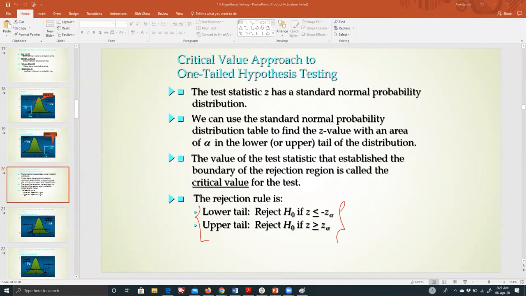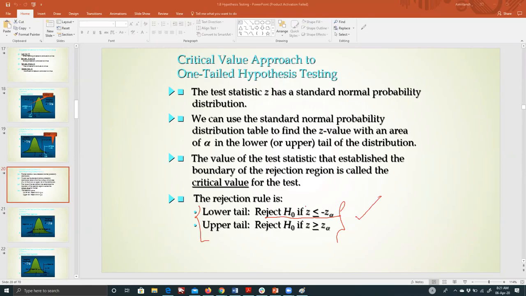So basically the idea is very simple. The value of test statistic that establishes the boundary of rejection region is called the critical value, basically the Z value. And these are two rejection rules. In lower tail, reject H naught if Z is less than or equal to negative of Z alpha, and in upper tail, reject H naught if Z is greater than or equal to Z alpha. I would like you to write both of these down right now.